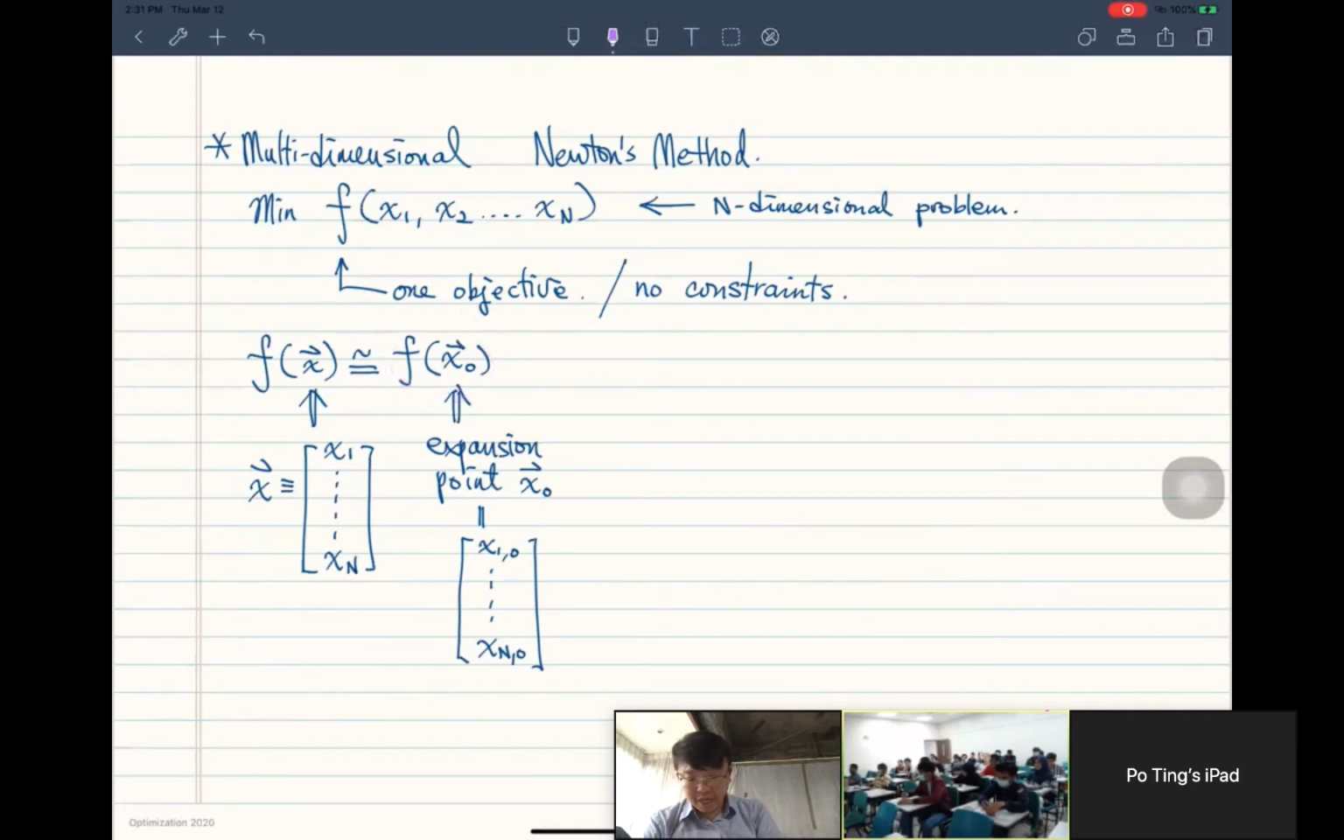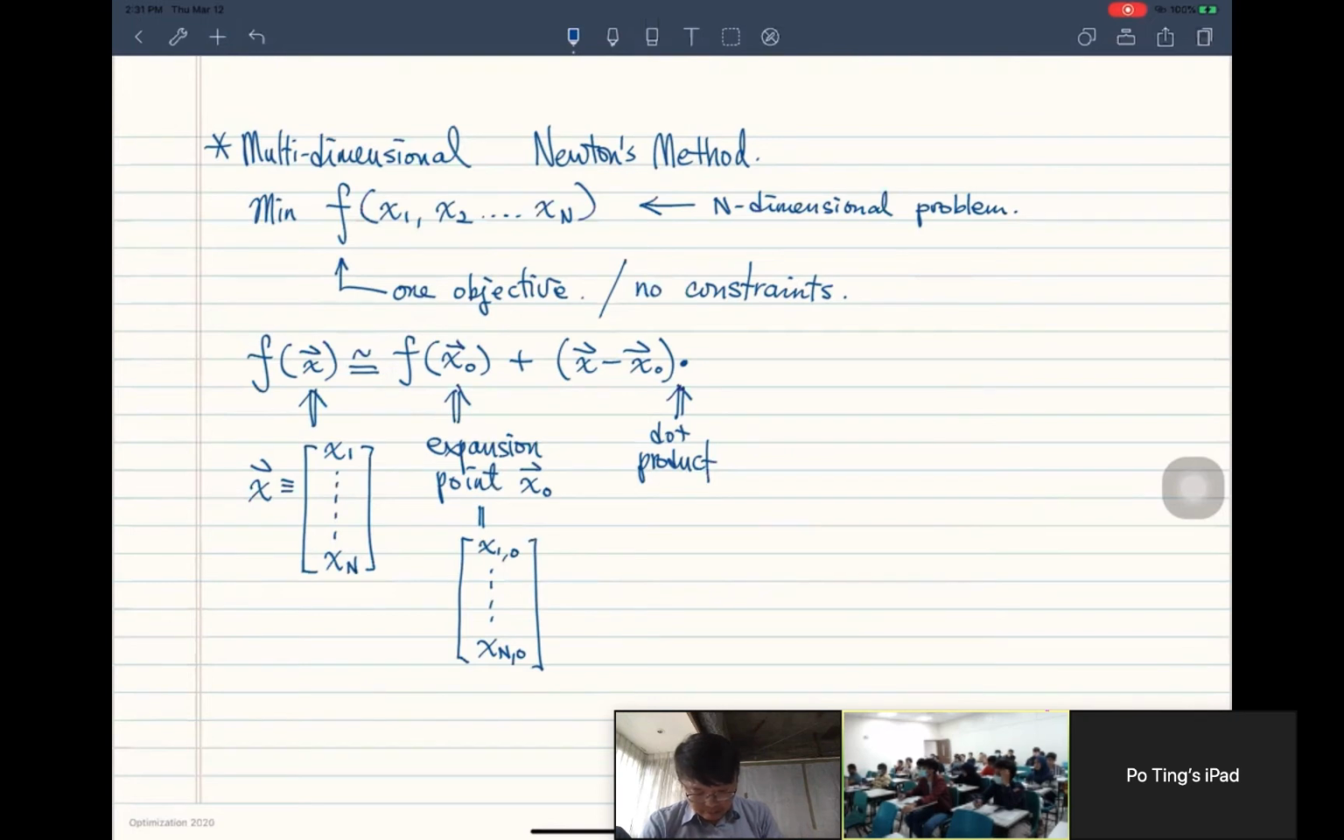Okay, what's the next term? The next term is going to be x minus x0. It's a vector. So when we multiply vectors, we do a dot product. This is a dot product. Okay. And multiply what? Multiply the gradient.